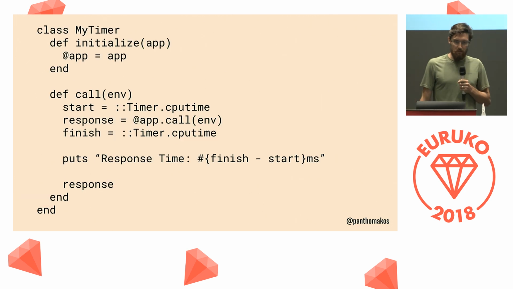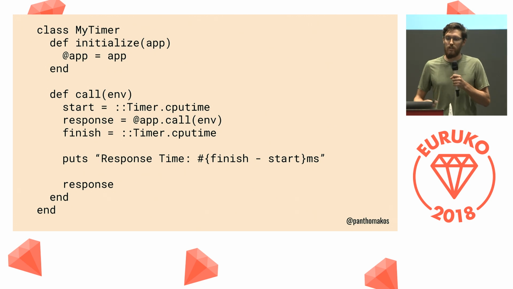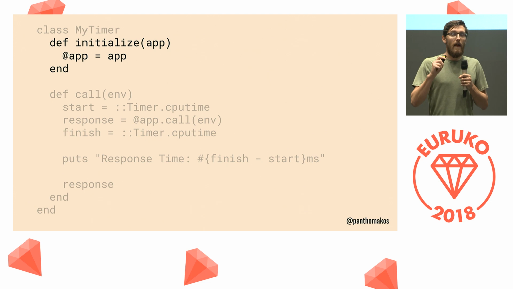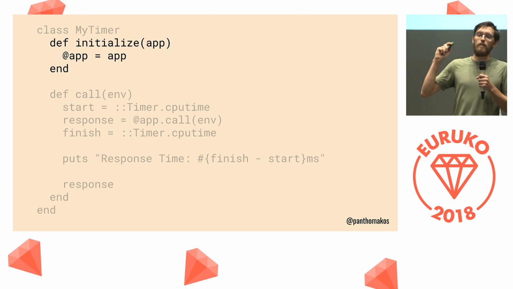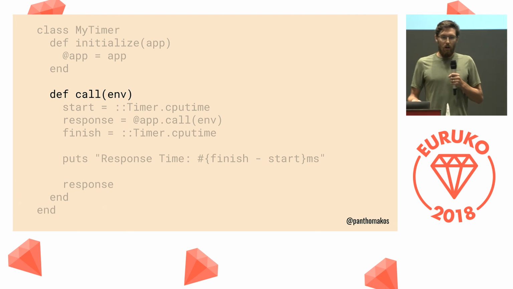So let's write a piece of rack middleware. Here's my timer middleware. It's going to tell me how long a request took to process. I initialize it with an application, and that could be my Ruby application, or it could be another piece of middleware. It doesn't really matter. I have to respond to this call method.